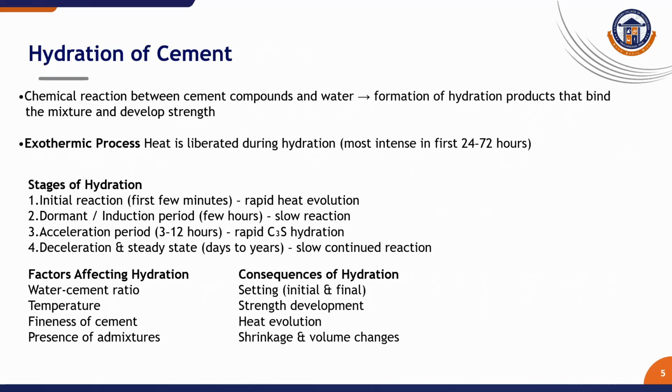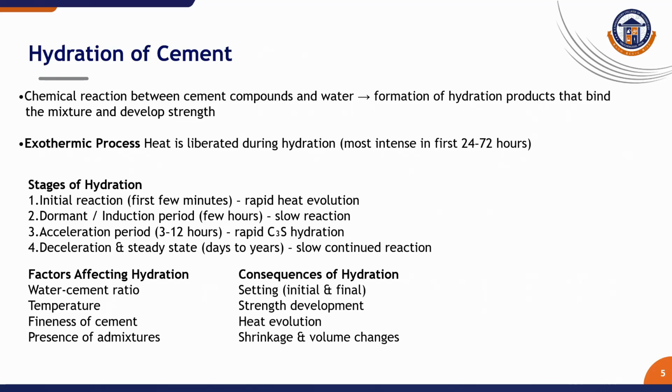Now, what are the key properties we look for in cement? The first one is fineness. Fineness affects the rate of hydration. Finer cement hydrates faster. Soundness ensures that the cement does not expand excessively after setting, which can cause cracks.